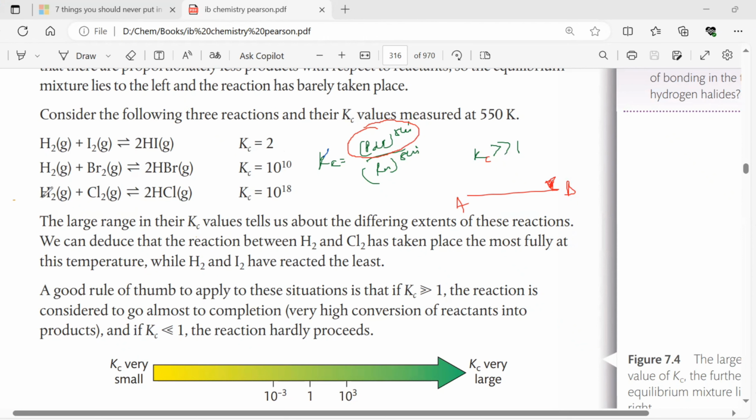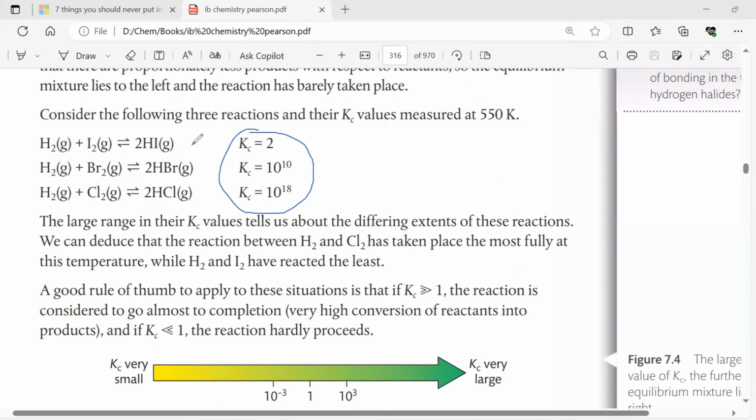Now, if the Kc value is much less than 1, what does it mean? It means that the reactant concentration is higher. Simple, we have to apply maths. If the Kc value is much less than 1, the denominator will be much higher. If the reactant concentration is higher, the equilibrium lies to the left, or the equilibrium hardly has proceeded. The reaction has hardly proceeded. So the value of Kc tells you where exactly the equilibrium is lying.